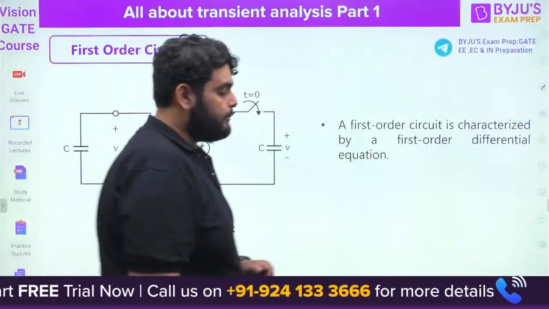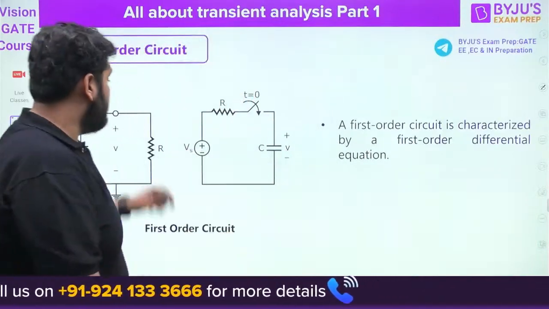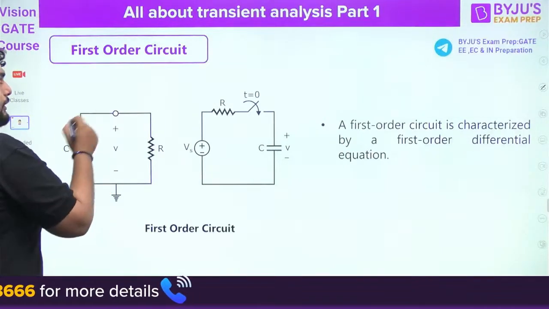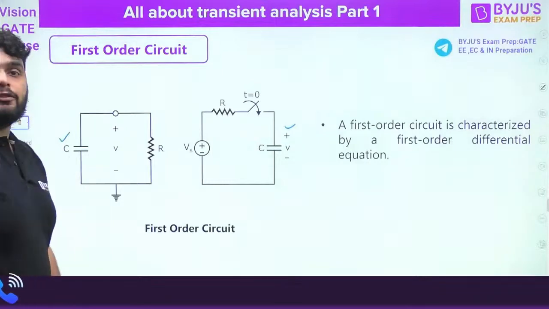Now let's start the concept with the first circuit. We have a first order circuit here, as you can see on your board. First order circuit means, if you see here, we have an RC circuit. So we have a capacitor here. So this is the first order circuit.